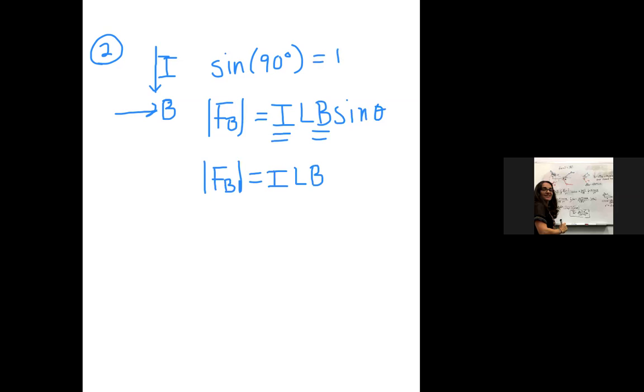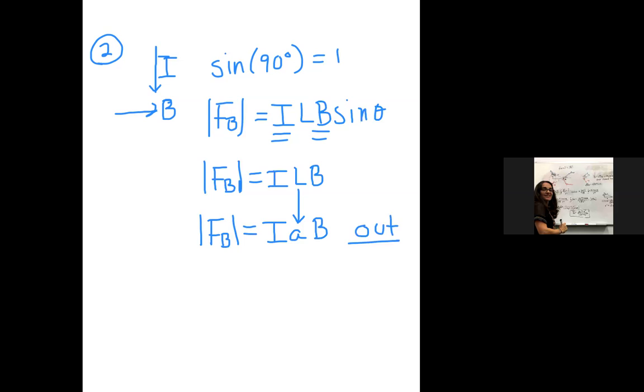But L here is given, if we look at our picture, as lowercase a. So that is I times A times B. L is a generic placeholder. In this particular picture, it's given as lowercase a, and we know that the force is out of the board.